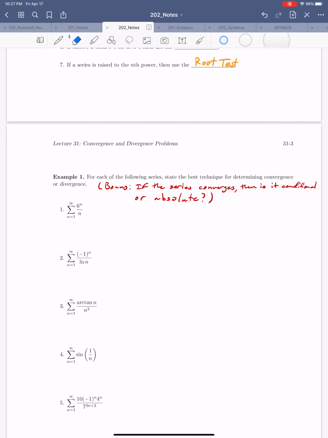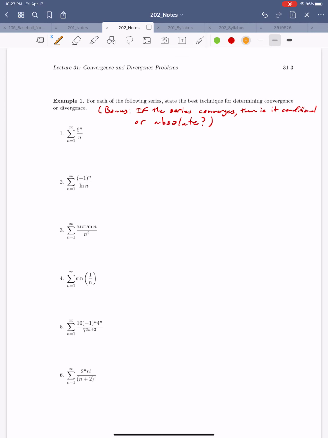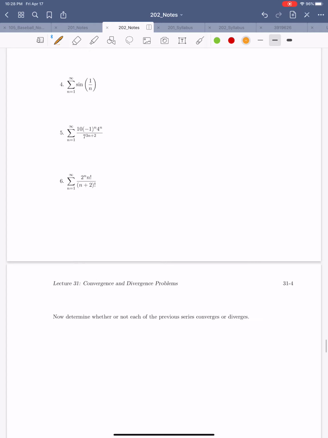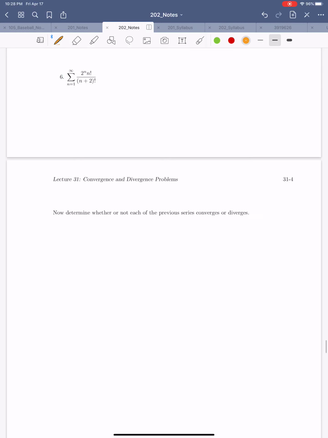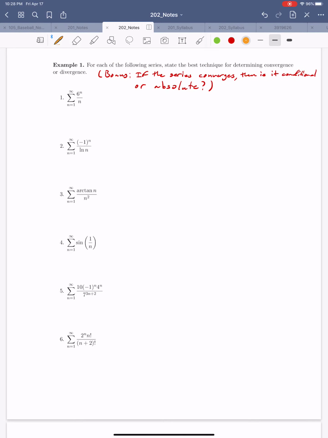So here is a list of a bunch of infinite series, and you need to figure out whether they converge or diverge. And what test would you use to figure that out? And bonus, if it does converge, then is it conditional or absolute convergence? So on this page, we're going to just say what test we would use. And then on the next page, we're going to actually do them out. Now, I'm not actually going to do them out. I'm going to leave that one to you. But let's at least take a look at which series test we might use.